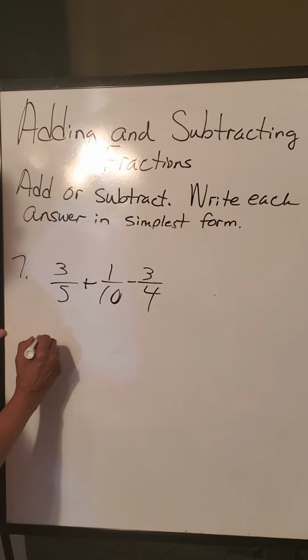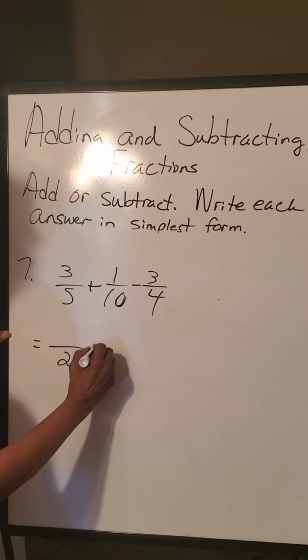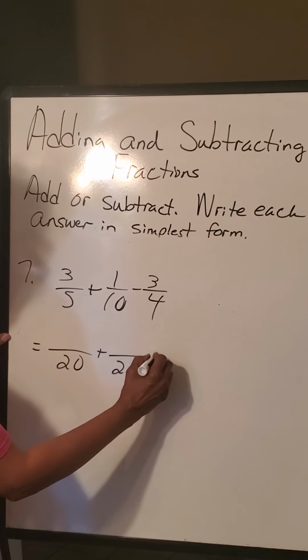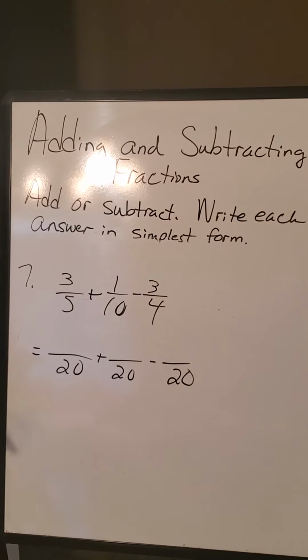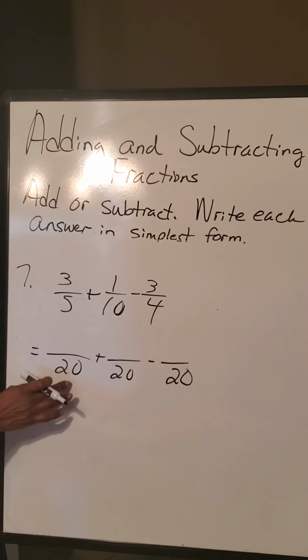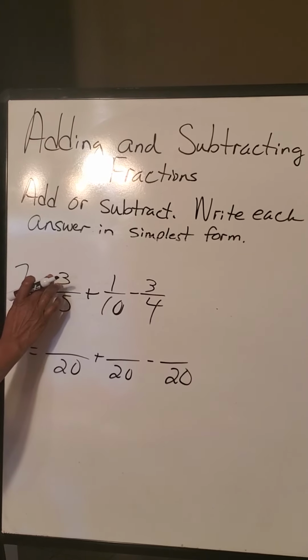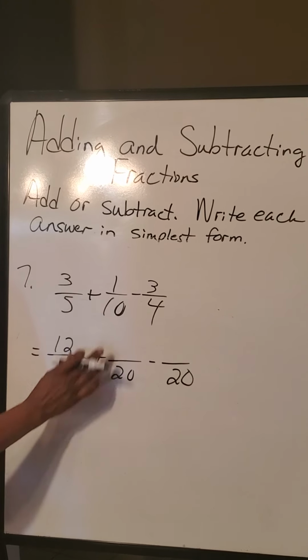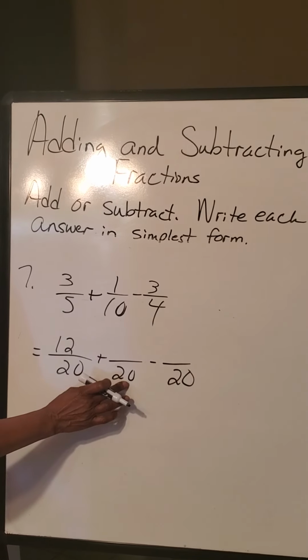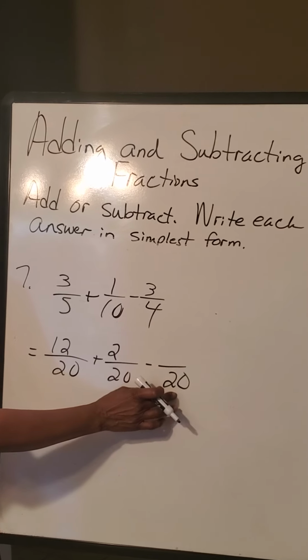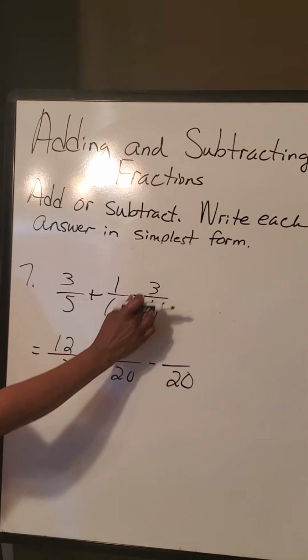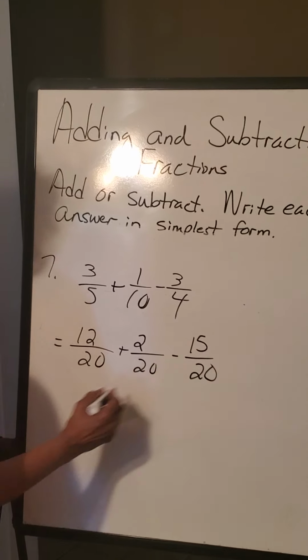So I need to rewrite each fraction with a denominator of 20. So I'm trying to get some equivalent fractions with a denominator of 20. 5 times what gives me 20? So 4 times 3 gives me 12. 10 times what gives me 20? So 2 times 1 gives me 2. 4 times what gives me 20? So 5 times 3 gives me 15.